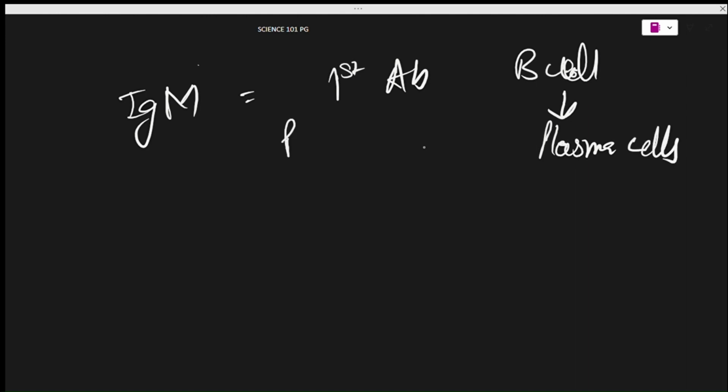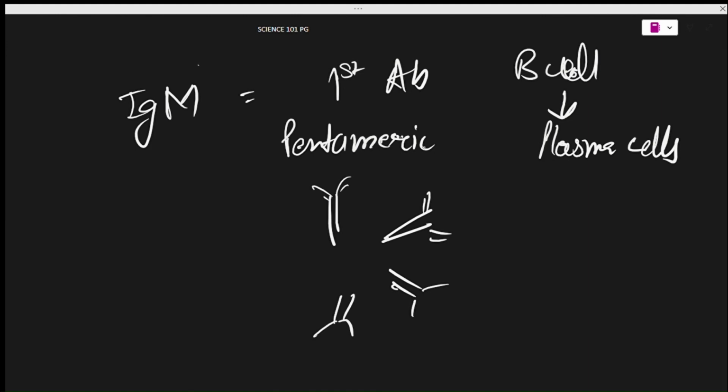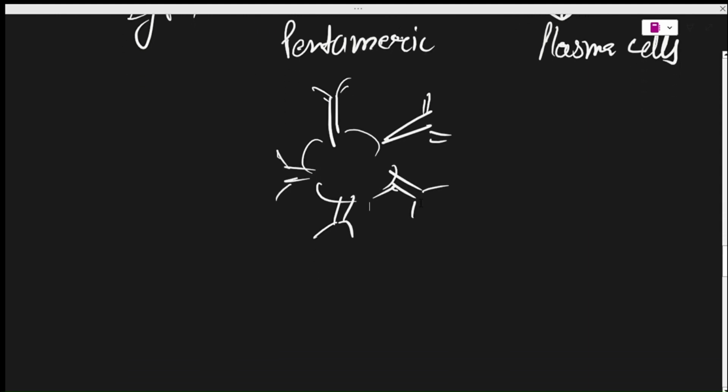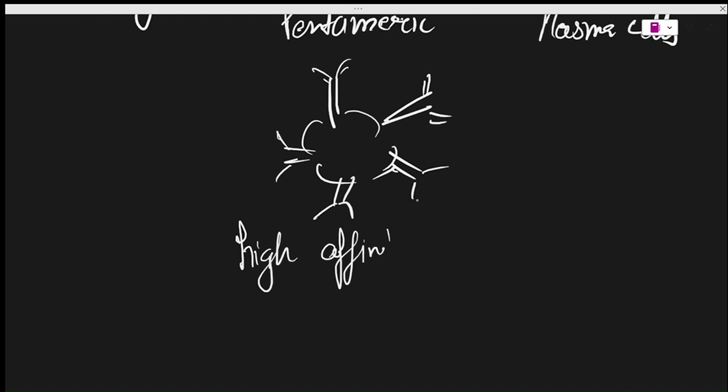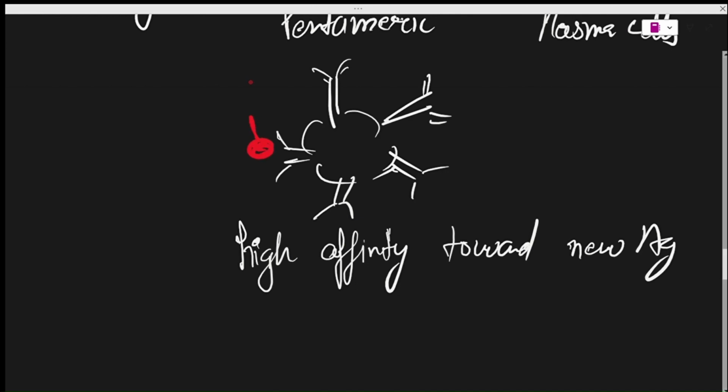plasma cells. This is pentameric in nature. So its structure is like this. And 5. Okay. These 5 antibodies are connected to each other. So thus, because these 5 antibodies are connected to each other, they show high affinity toward, I will only say, a new antigen or the antigen which has entered the body for the first time. Okay, see, one antigen can bind here, one can bind here, one can bind here, and one can bind here.